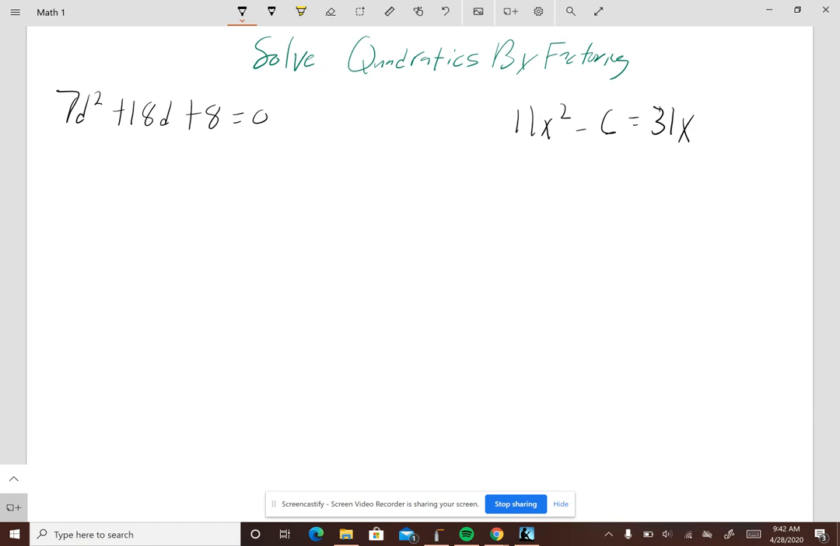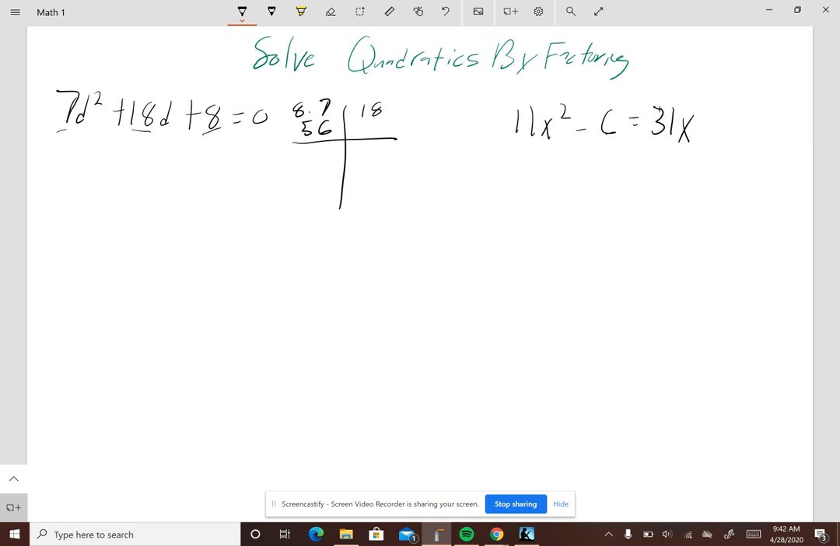Gotta get set. But the first one, okay, so this is already set equal to 0, which is perfect. Now we can factor this side and use the zero product property. So if we're going to factor this side, what are we looking for? Numbers that multiply to be a times c, which is 8 times 7, where a is 7 and c is 8, but it doesn't matter which order. So 56. We want them to multiply to be 56, and we want them to add to be what? 18. Add to be b.